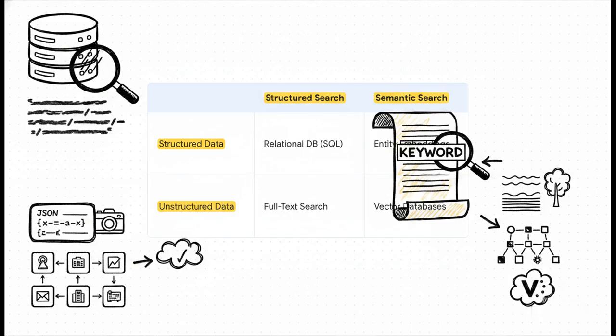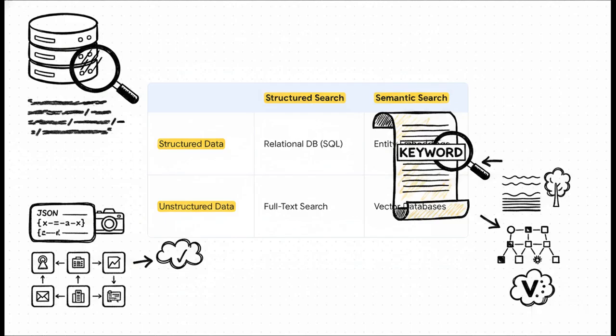Right below that, we've got unstructured data with structured search. This is basically your standard full-text search. Think of it like hitting Ctrl+F in a giant document to find an exact keyword. Simple. Now, let's hop over to the right side, where things get really cool.